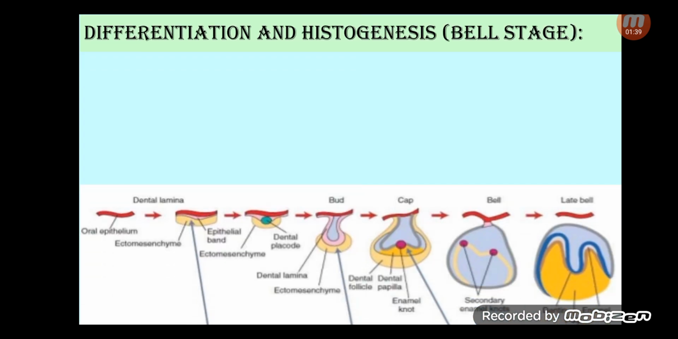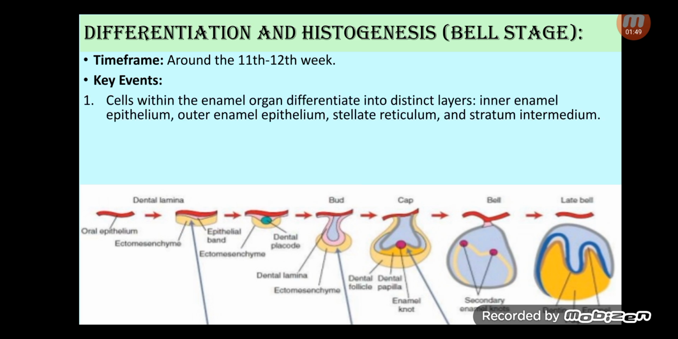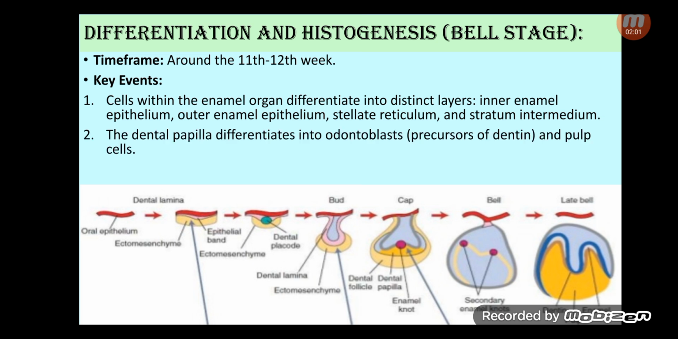Now the next stage is differentiation and histogenesis, also called the bell stage. Its time frame is about the 11th to 12th week, and key events that happen during the bell stage are that cells within the enamel organ differentiate into distinct layers: the inner enamel epithelium, outer enamel epithelium, stellate reticulum and stratum intermedium, as this is the differentiation stage. The dental papilla differentiates into odontoblasts and pulp cells. Crown shape is formed during this stage.